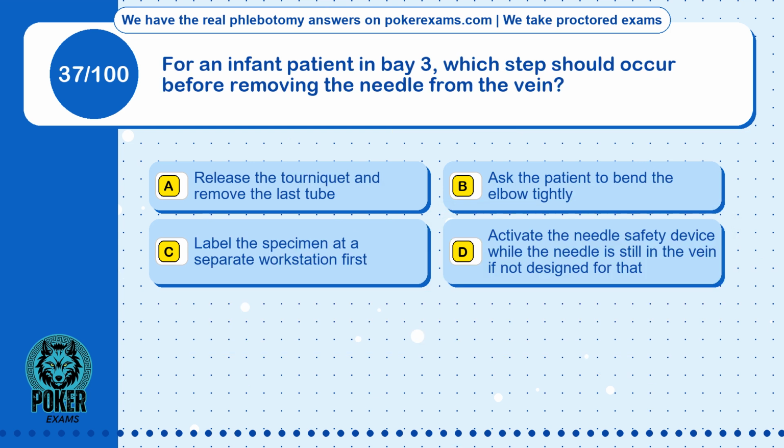Question 37. For an infant patient in Bay 3, which step should occur before removing the needle from the vein? Option A. Release the tourniquet and remove the last tube. Option B. Ask the patient to bend the elbow tightly. Option C. Label the specimen at a separate workstation first. Option D. Activate the needle safety device while the needle is still in the vein if not designed for that.